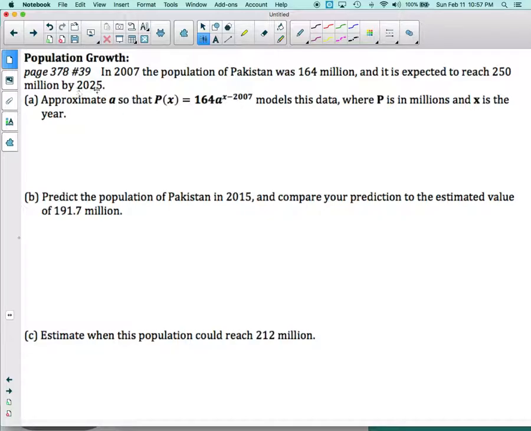Okay, so we know we want our population to be 250 million. That's what is expected to be. So that's our p of x. And then x, it said x was the time, is 2025. So I'm going to fill in those two values. So 250, that's 250 million, but the data is in millions, equals 164 times a to the x. Now we know what x is, 2025 minus 2007. All right, that's all together.